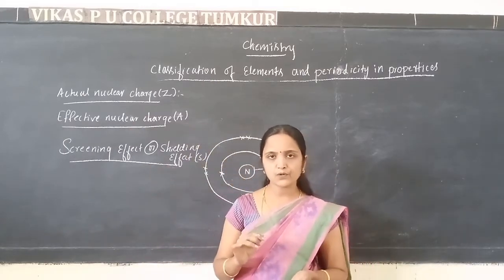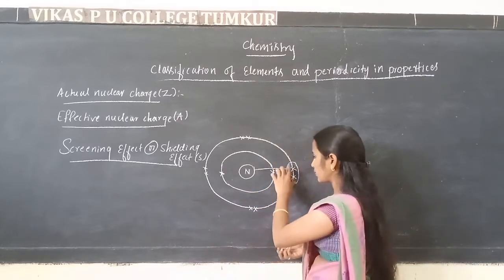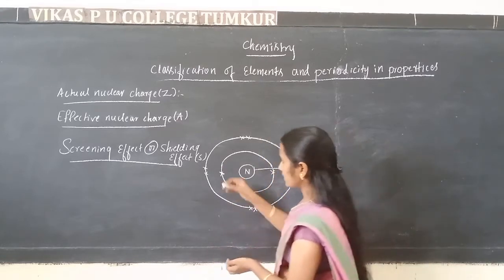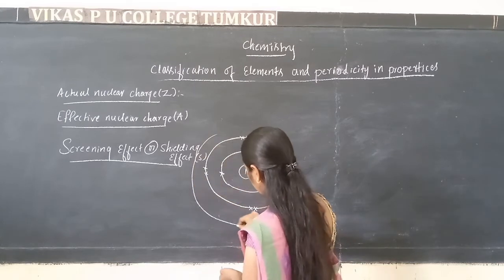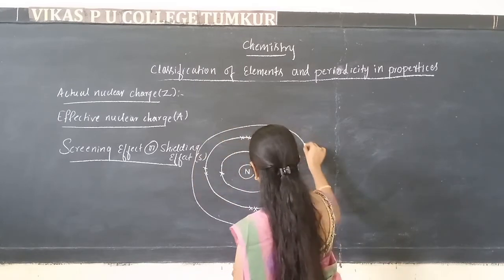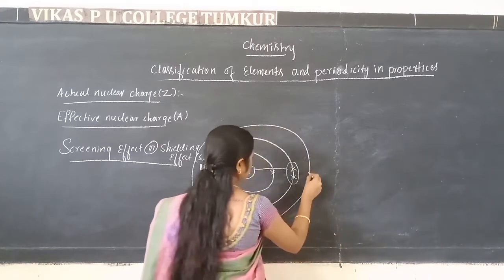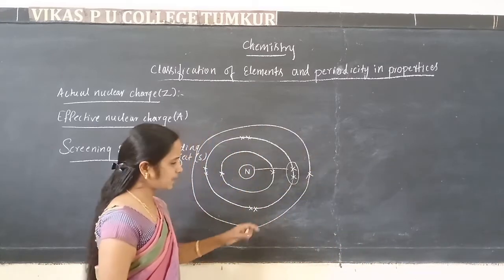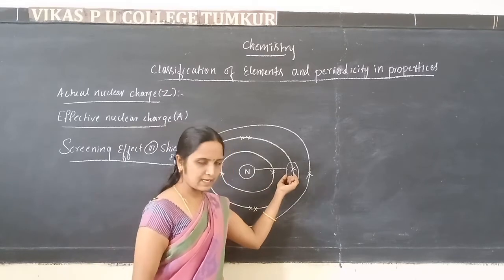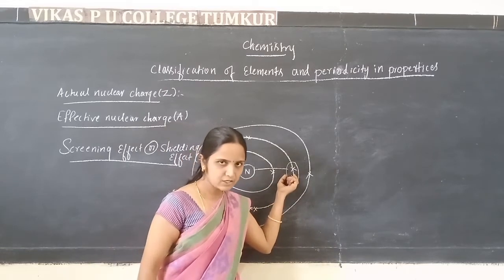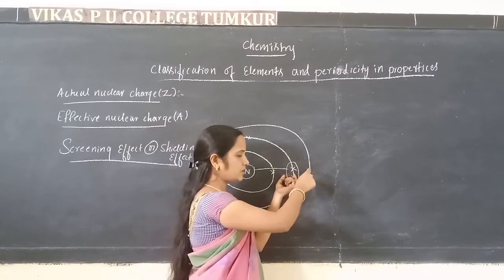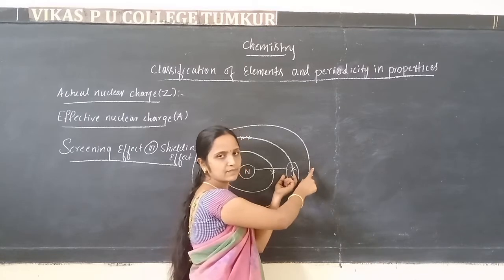The effect produced by the inner electrons. Suppose I draw one more shell. The effect is produced by the inner electrons in the inner shell on the electrons in the outer shell.